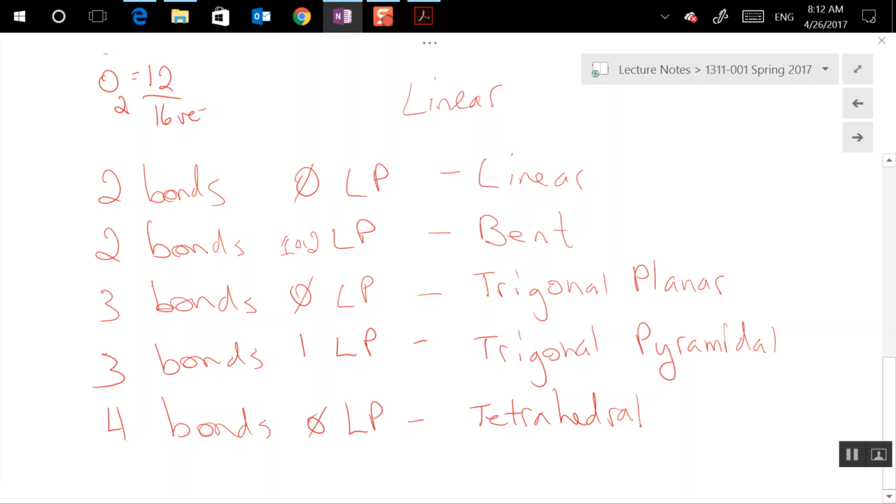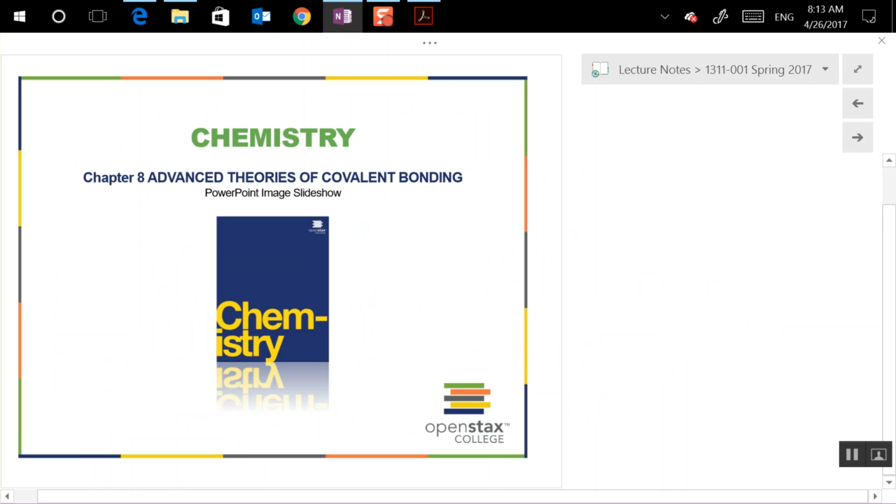Okay? So essentially, this is what I want you to know. You won't have a reference guide for this. I would expect you to be able to identify those based on the number of bonds and lone pairs that are on those compounds. Okay? All right, so that's the end of Chapter 7.